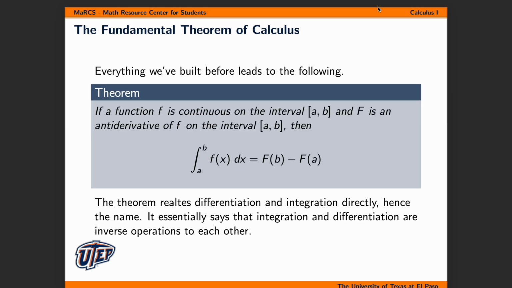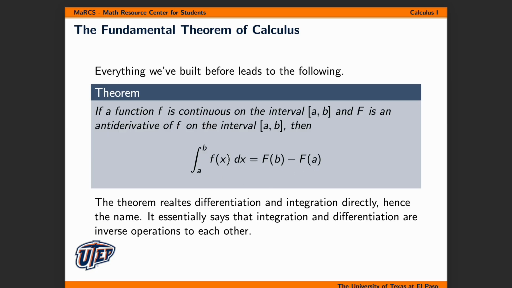If a function, lowercase f, is continuous on the closed interval from a to b, and capital F is an antiderivative of lowercase f on the closed interval from a to b, then the integral from a to b of f of x with respect to x is equal to our antiderivative, capital F, evaluated at b, minus our antiderivative, capital F, evaluated at a.